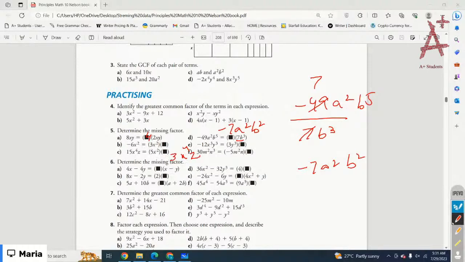Well, let's just start with question number 6. You have to find the missing factor again. 4x minus 4y, and on the other side you are given just x minus 5y. That means the missing factor here is 4, right?